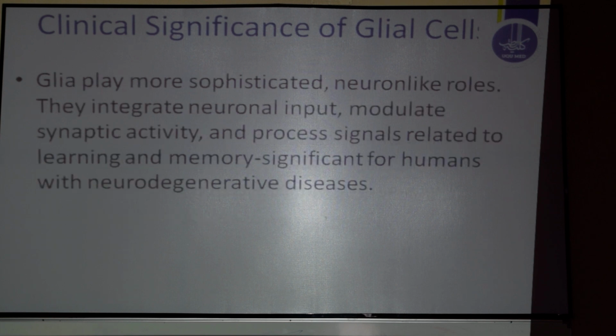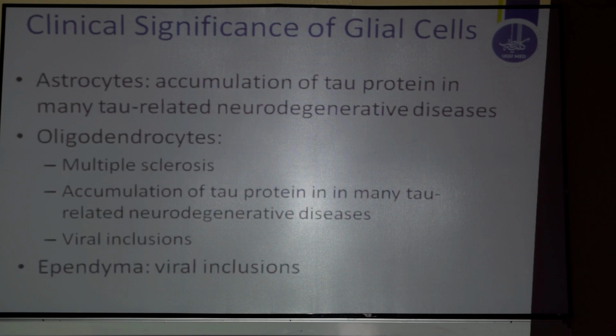And glia play more sophisticated, neuron-like roles. They integrate neural input, modulate synapses, have modulatory control, and process signals related to learning and memory. So it means learning, memory, neurodegenerative disorders. In the future, glial cell research will be very helpful, inshallah, in relation to the central nervous system, because learning and memory is entirely central nervous system. Finished or not yet?